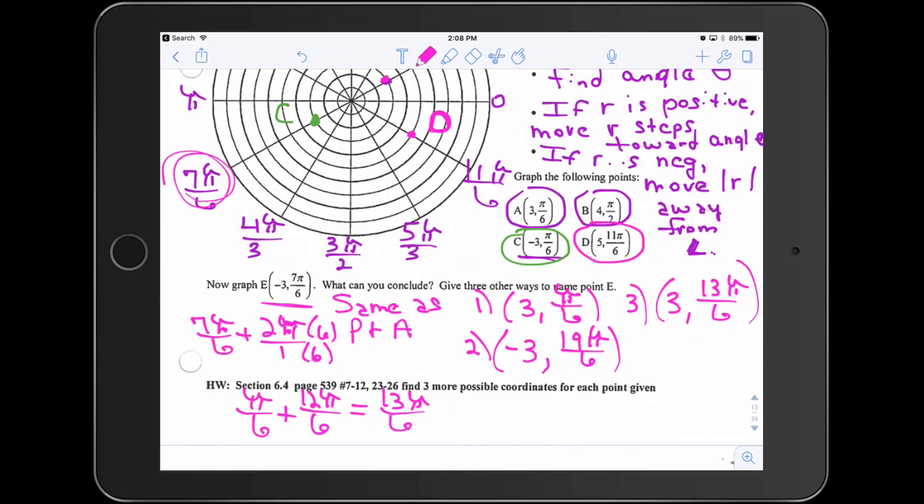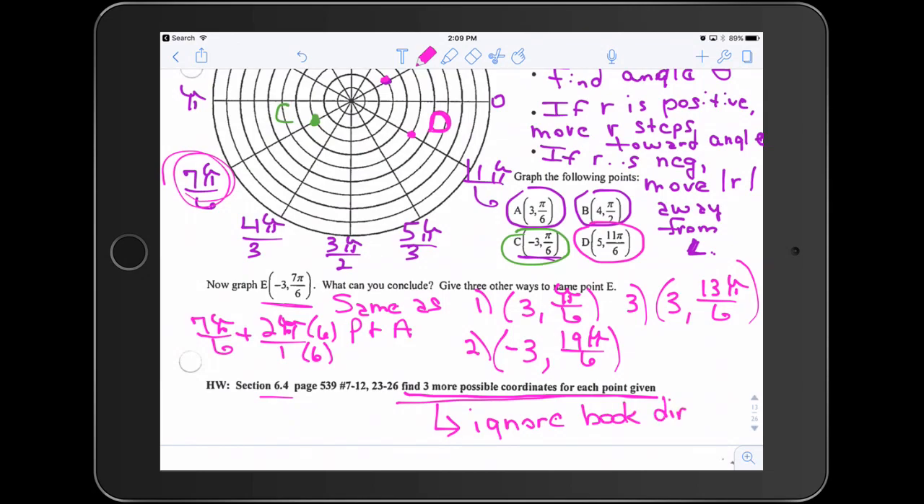Okay, so now I'm going to erase this so you don't get that confused with what I'm going to say next. And you are going to be working on your practice here. And note that it says page 539 in section 6.4, 7 through 12, 23 through 26. Really keep in mind that you're finding 3 more possible coordinates for each point given, and really just ignore in that 23 through 26, ignore the book directions. So just ignore the book directions and follow these directions right here.